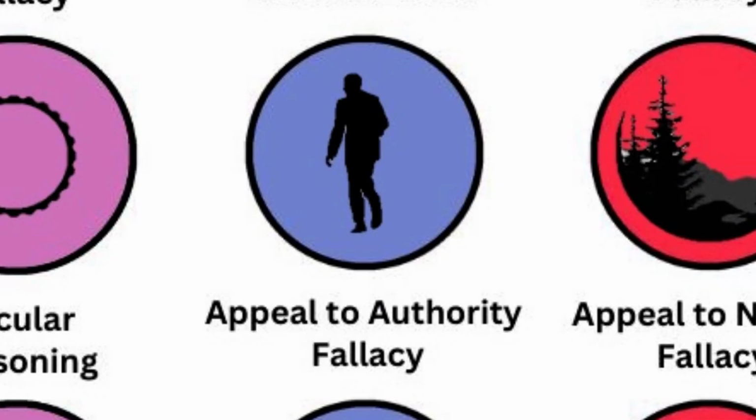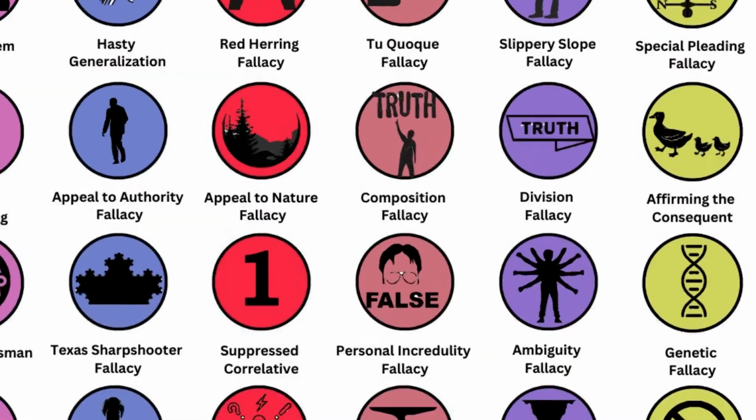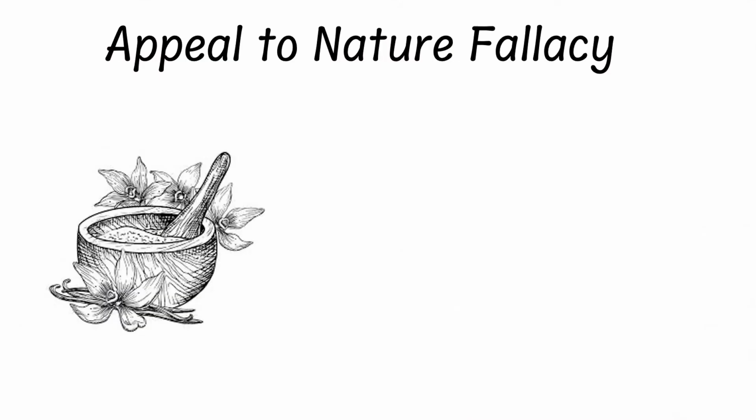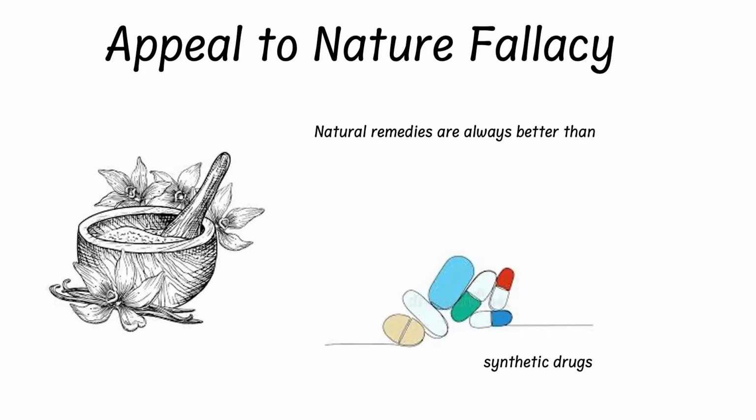Appeal to authority fallacy. An appeal to authority relies on the opinion of an authority figure or institution as evidence for an argument. Appeal to nature fallacy. This fallacy suggests that something is good, correct, or preferable because it is natural. It assumes that what is natural is inherently better without examining the actual merits or context of the situation.